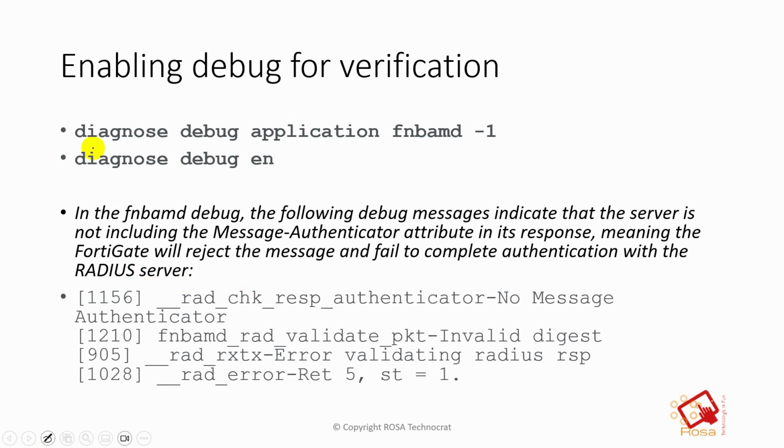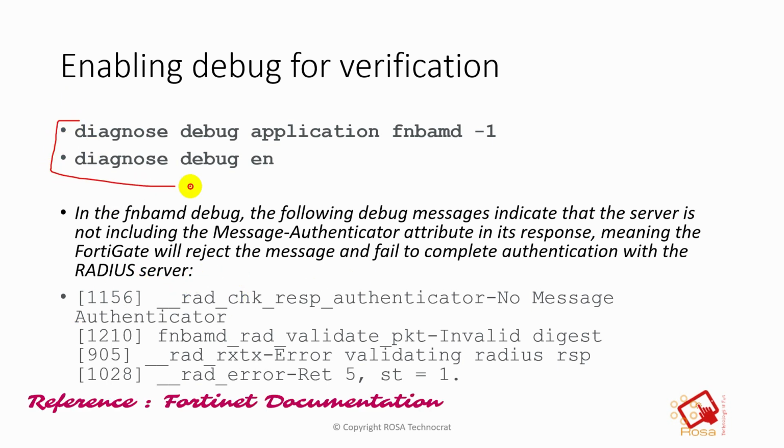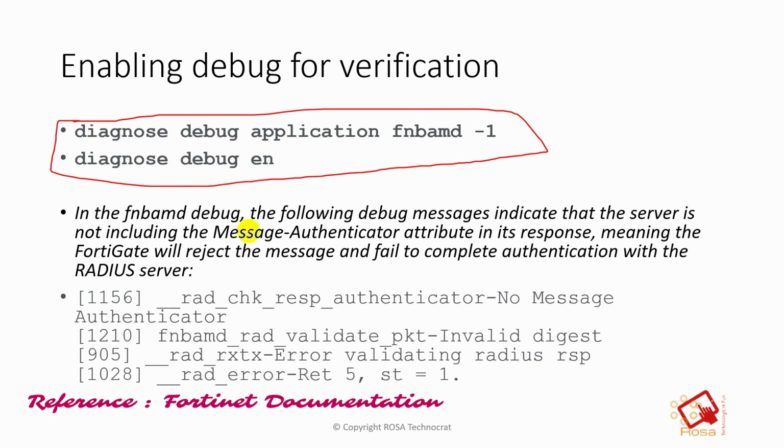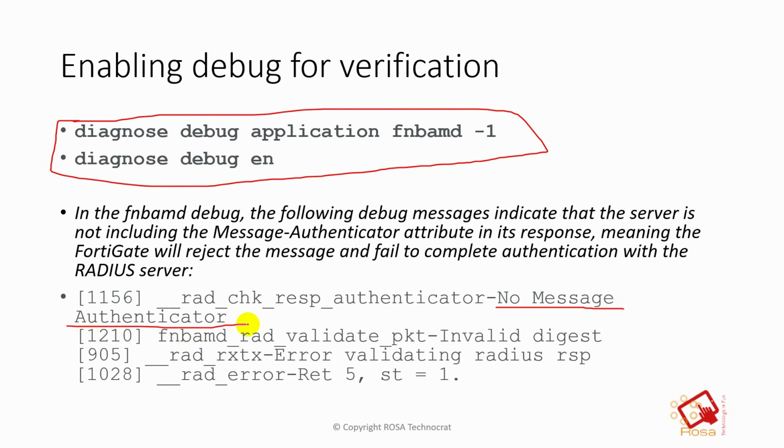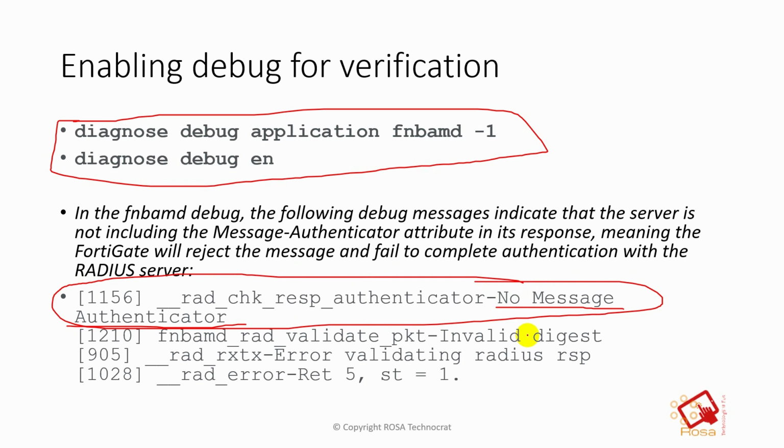After upgrading, if you use these commands to enable the debug on the FortiGate while you are facing the issue, you will see one log saying no message authenticator attribute. So if you find this in your debug, that means this is because of this compatibility fix for Radius. So what is the solution? You have to enable the message authenticator on your Radius server. That's the actual fix. And if your Radius server doesn't support adding that, then you have to downgrade the Fortigate.